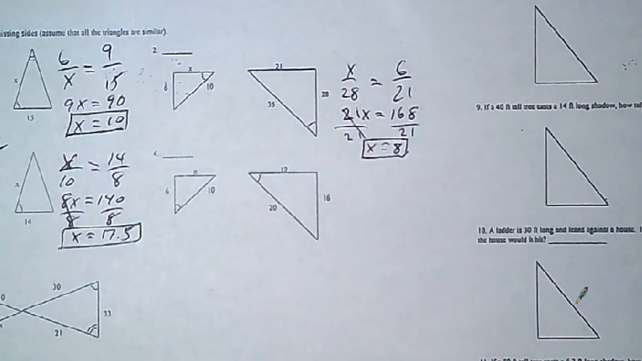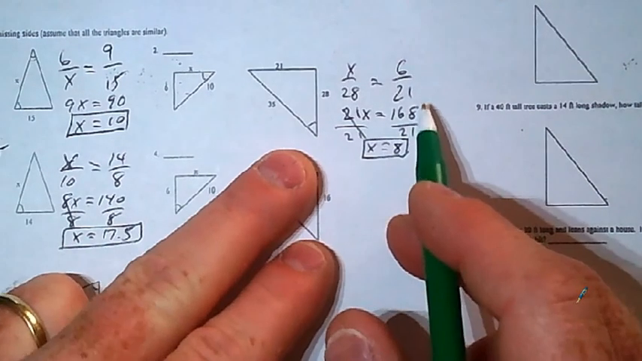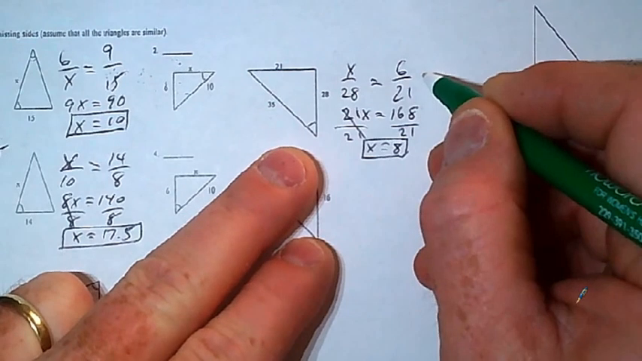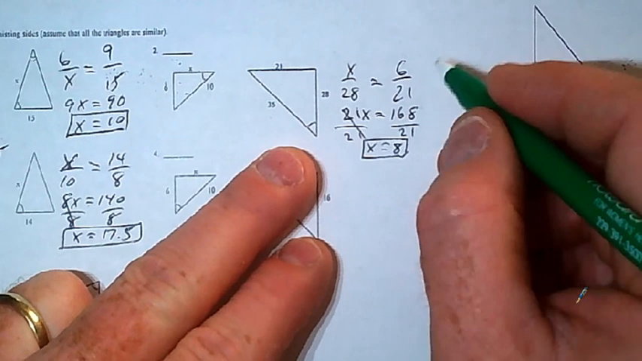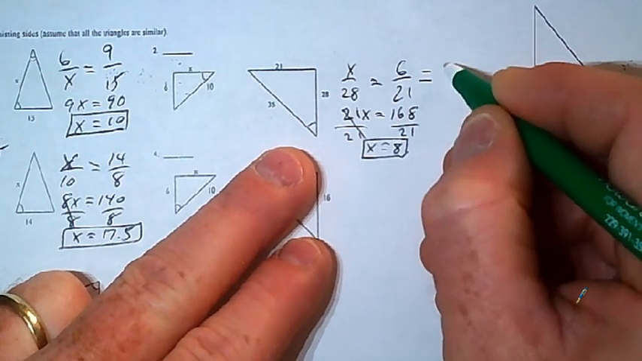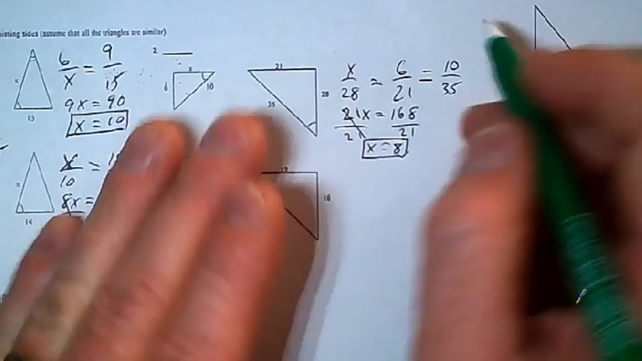So if you did 10 over 35, you would still come out? Yes, sir. So the answer would be the same? The answer will be the same, because sometimes you can set up an extended proportion, where I could actually set this equal to 10 over 35. I don't need to do that, but it's also equal to 10 over 35.